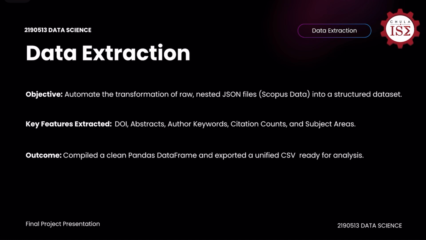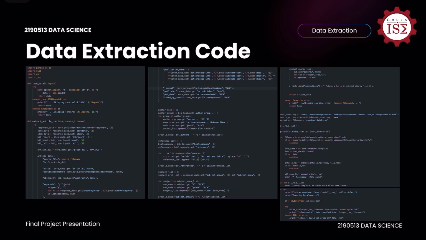For data extraction, our primary objective was to automate the processing of raw Scopus data, transforming complex, nested JSON files into a format that we could actually use. We focused the code on extracting specific key features, including the DOI, abstracts, other keywords, citation counts, and subject areas. The final outcome was a consolidated, clean pandas data frame exported as a unified CSV file, which served as the ready-to-use foundation for our analysis. Moving to our technical approach, this slide outlines our data extraction code.